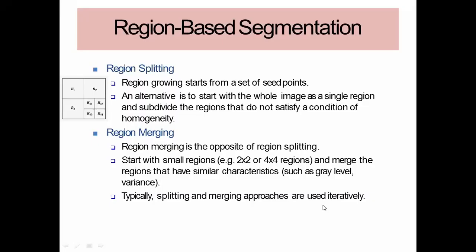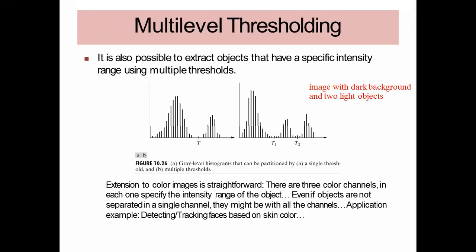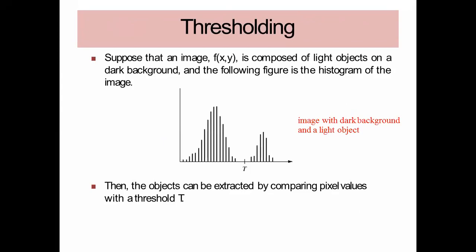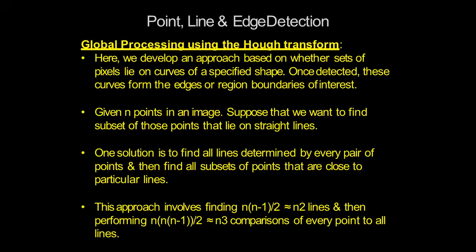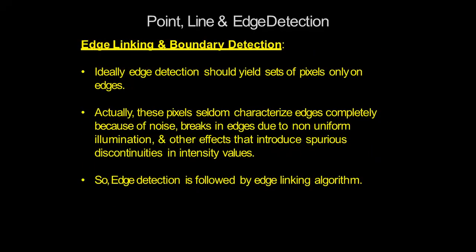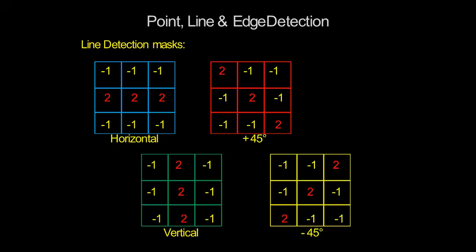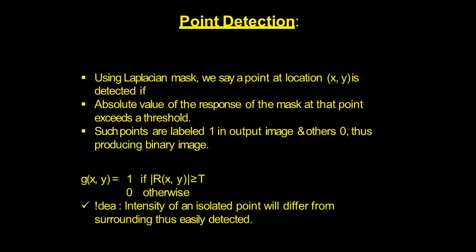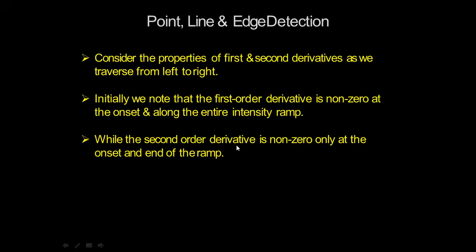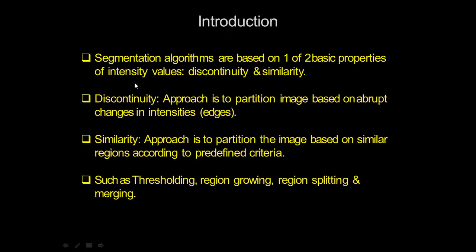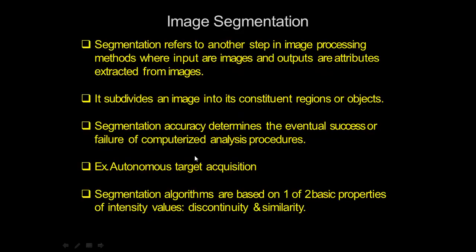Okay, so this is region-based segmentation and thresholding, which is applied to images. This is how detection is going to be done in the case of images: point, line, and edge detection. So we need to think on this. And these are the features which are used in the case of image segmentation.